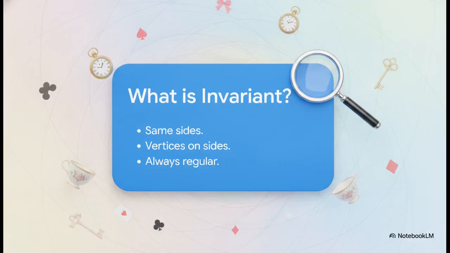What makes this geometric trick absolutely fascinating is grounding the magic in what doesn't change. In math, we call these unchangeable things invariants. No matter how deep down the rabbit hole we go, these rules never break. Every new polygon has the exact same number of sides. Every new corner or vertex sits perfectly on the straight edge of the polygon that came before it. And crucially, every new polygon remains perfectly regular. All its sides and angles stay perfectly equal no matter how tiny they get.